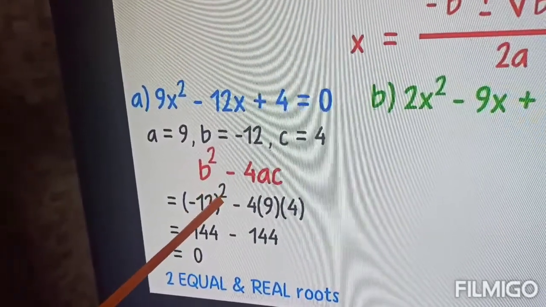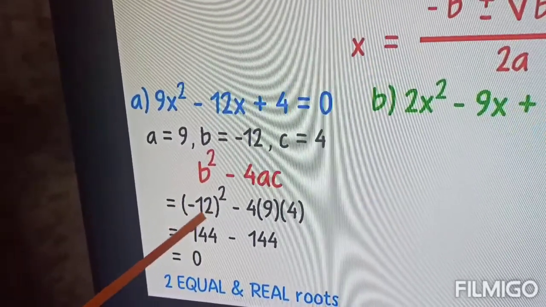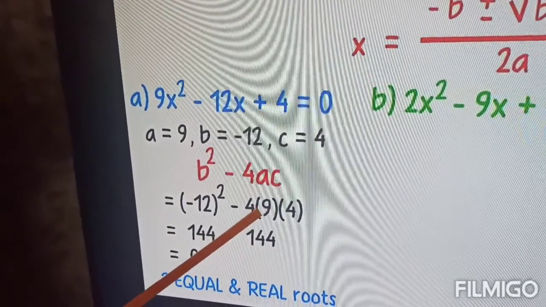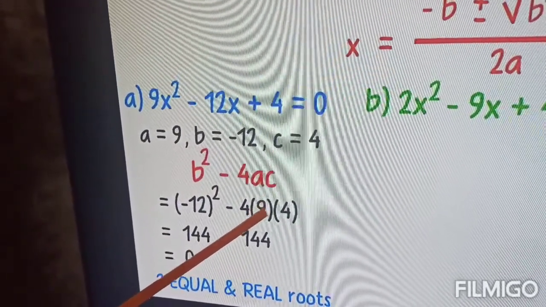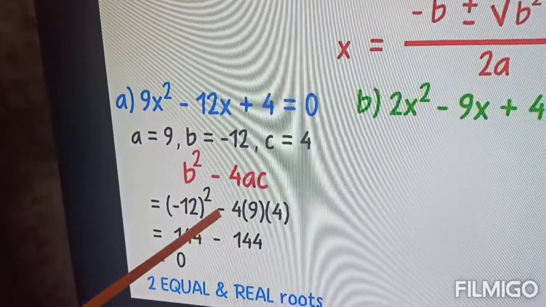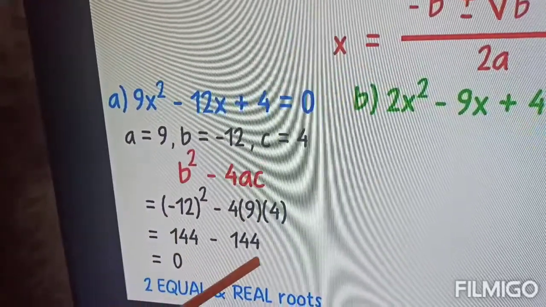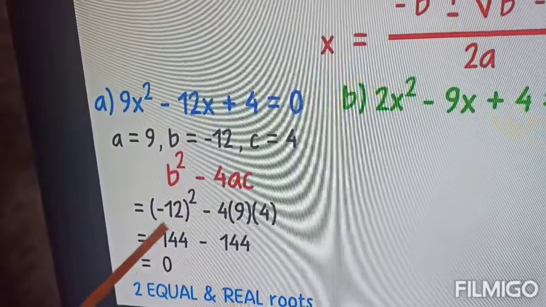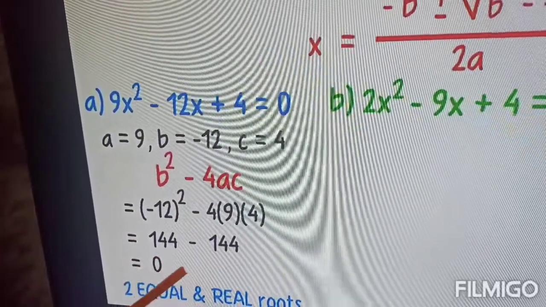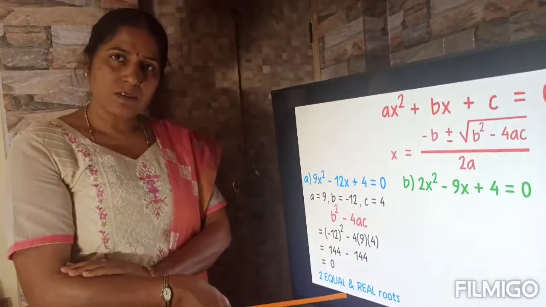Minus 12 whole square means 12 square is 144. Minus goes by squaring, it becomes plus 144. Then 4 into 9, 36. 36 into 4, 144. This is minus. Then 144 plus and 144 minus, equal and opposite, we get 0. Now we got the delta value equal to 0.